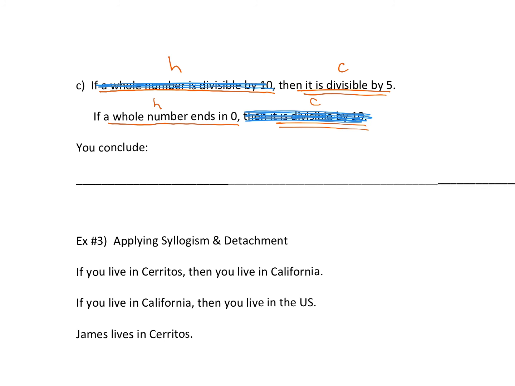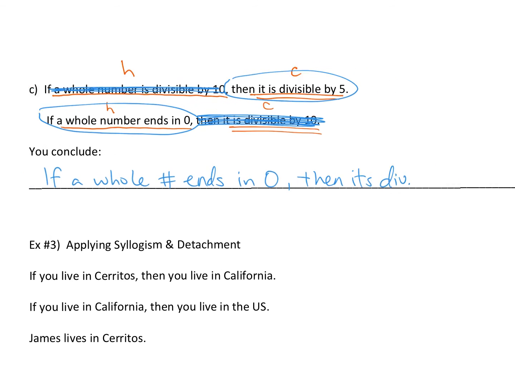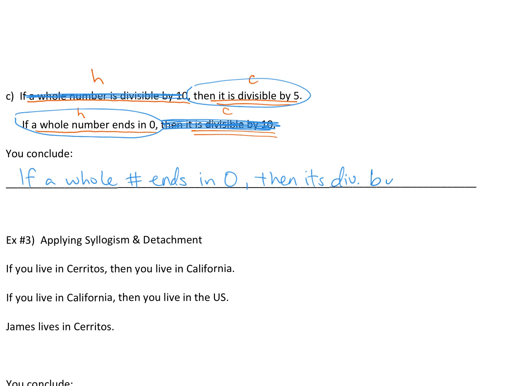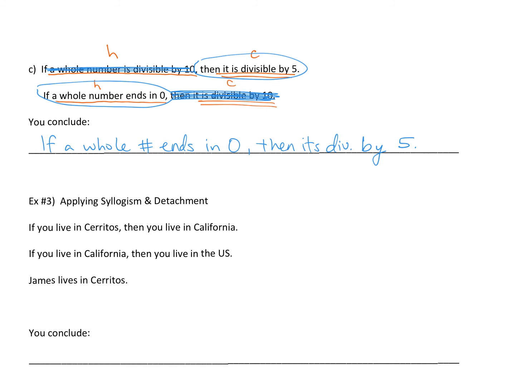Can you make a conclusion? If a whole number ends in 0, then it is divisible by 5. Yes, don't let it freak you out if they're flip-flopped, right? You still have a hypothesis and a conclusion. You're going to write it just like that. If a whole number ends in 0, then it's divisible by 5. Okay. Questions on that?